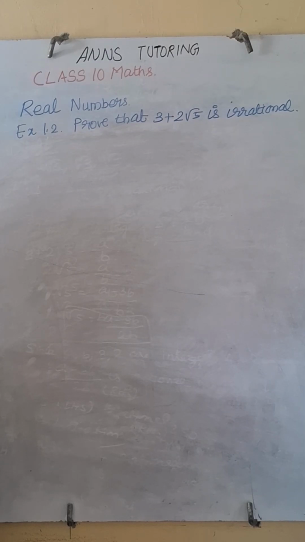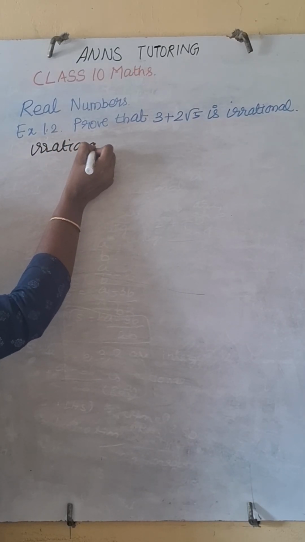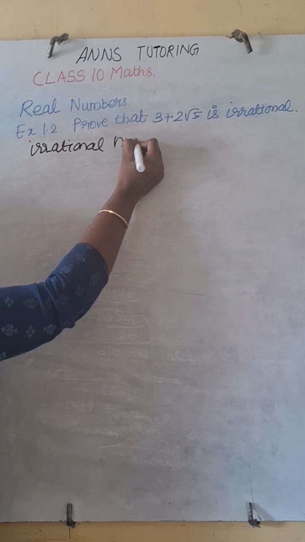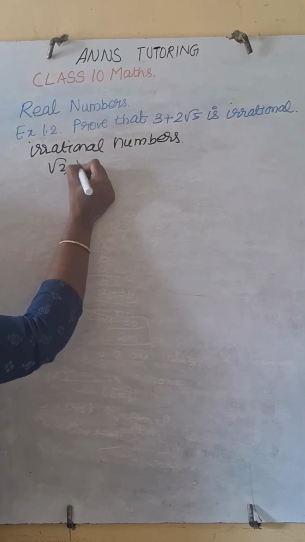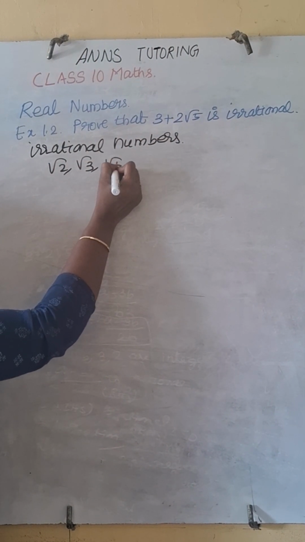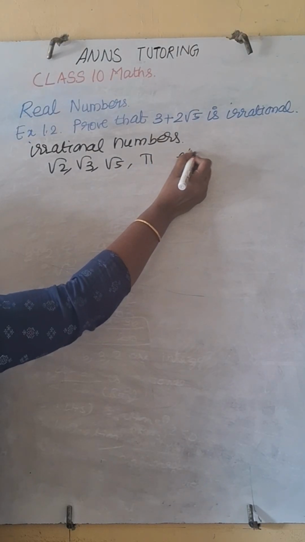Exercise 1.2: prove that 3 plus 2 root 5 is irrational. In previous videos, we saw that root 2, root 3, root 5 are irrational numbers. You have to include that pi is also an irrational number. Okay.